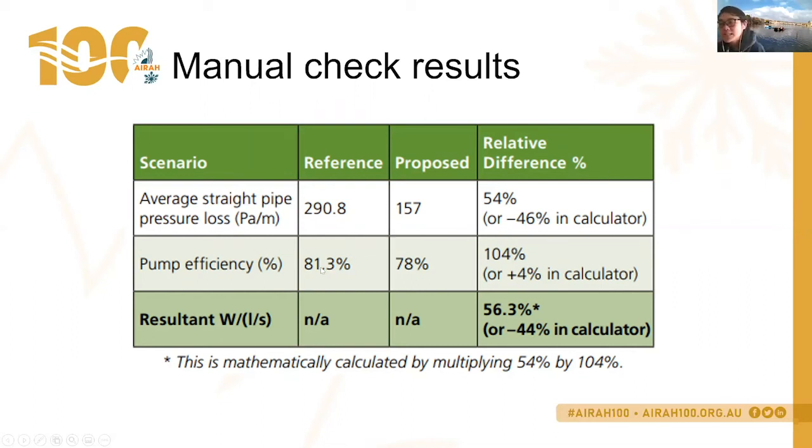Then for pump efficiency, what I've done is taken 81.3%, which is my reference, divided by 78%, and that tells me that my proposed pump efficiency is 104% of where I need to be. Or the calculator would tell you that you're 4% worse than your reference. And then what it does is just a multiplication. So it's taken 54% multiplied by 104%. That tells us that my proposed system is 56.3% of reference, or in a calculator, you will see that it tells you it's 44% better than your reference system.